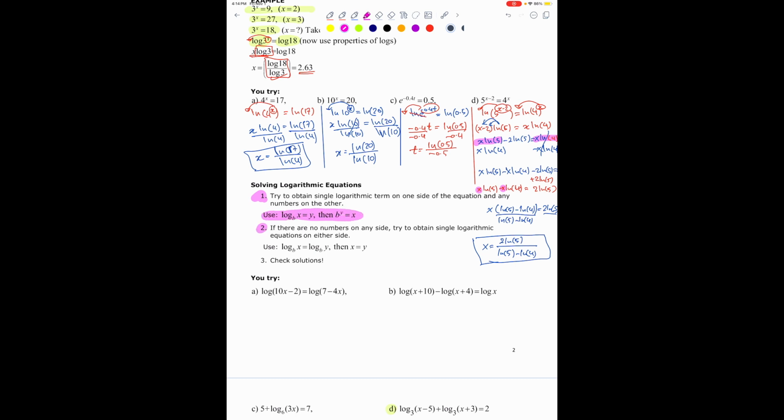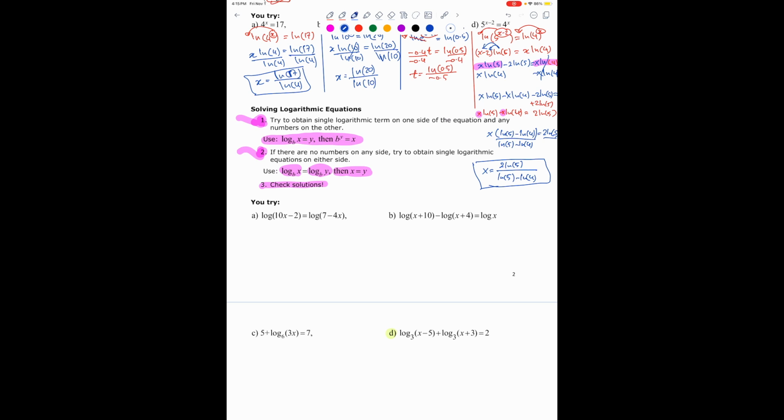If there are no numbers on any side, try to obtain a single logarithm on either side, which means we're going to have log on each side, and that will lead to the arguments being equal. So we can basically say if we have two logs that are equal, that will lead to the arguments being equal. So it's either the first case or the second case. And then we're going to check the solutions. Sometimes we will obtain more than one solution and only one solution would work. Sometimes none of the solutions would work. So let's try these methods.